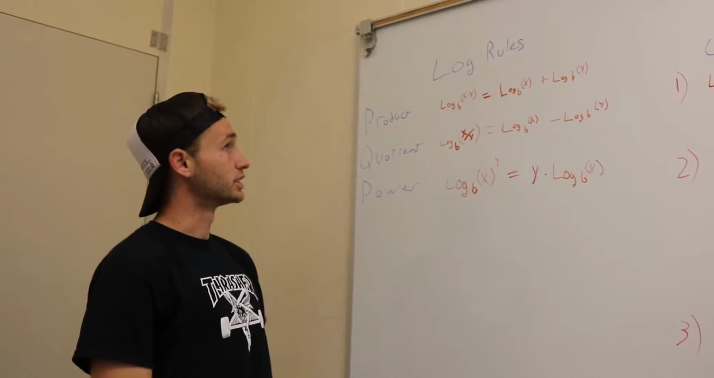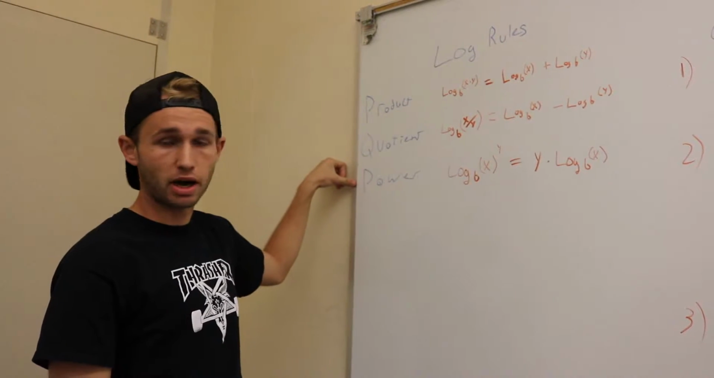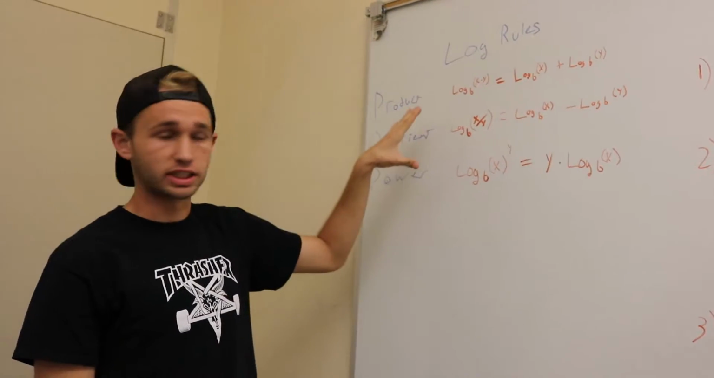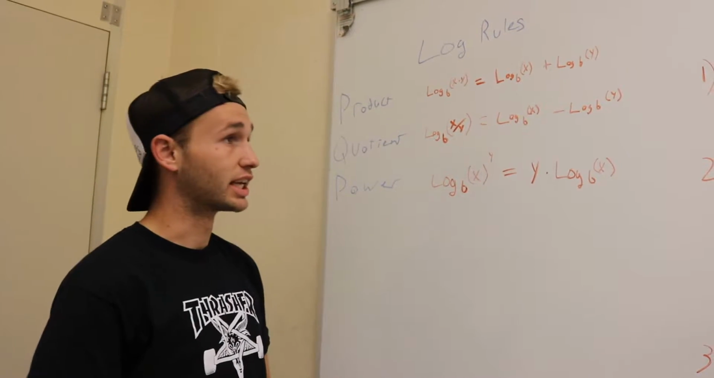Okay, so what we have here is the logarithmic rules. So we're going to have the product rule, the quotient rule, and the power rule. And these will explain how your logs can be manipulated to get specific answers for questions that involve logs.